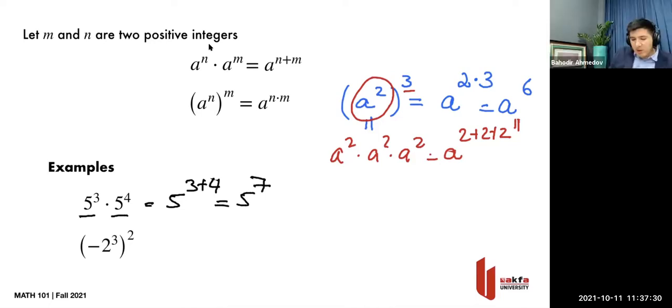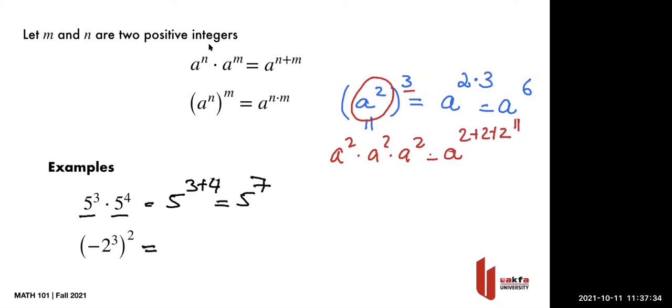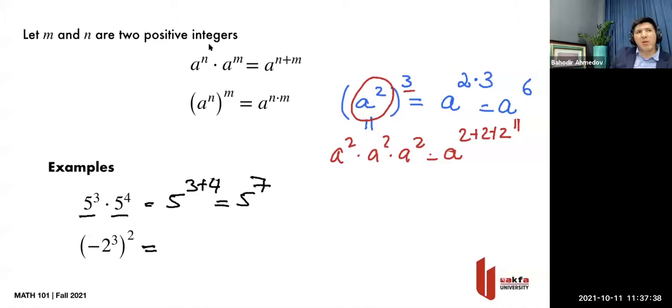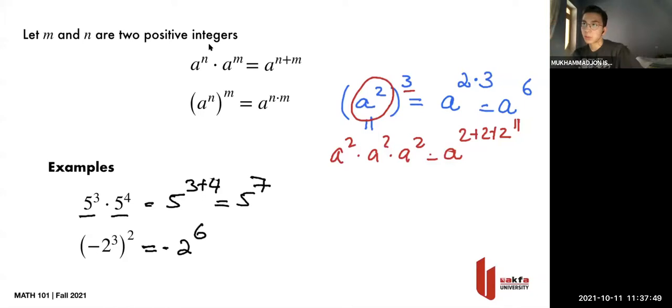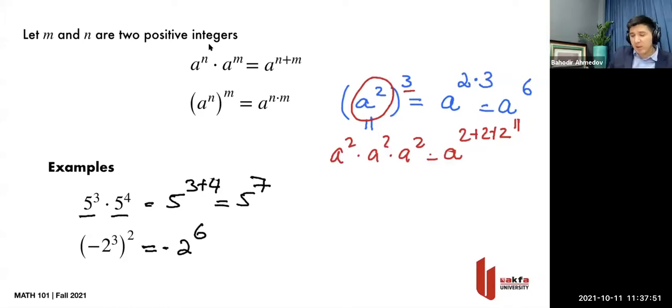What about minus 2 to the power of 3, all to the power of 2? To the power of 6. It's 2 to the power of 6, right? Yeah. It's simply 2 to the power of 6. Why not minus 2 to the power of 6? Because the base could be a positive number, right? Yeah. Okay.